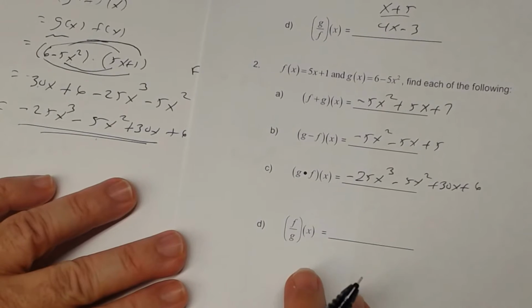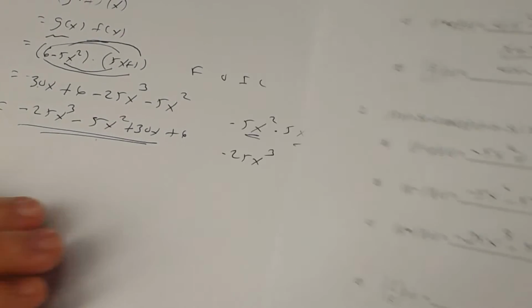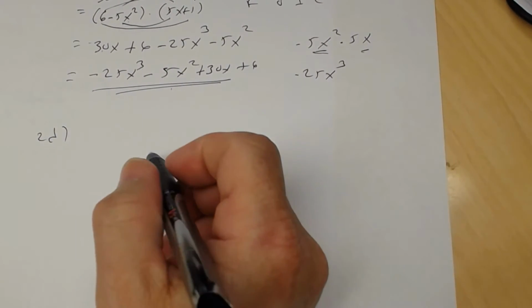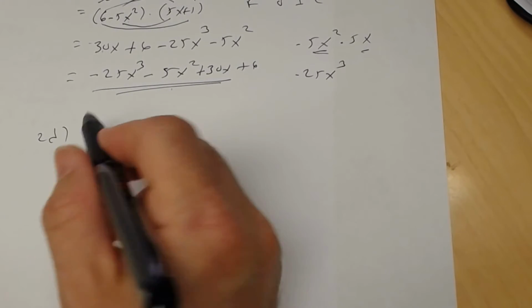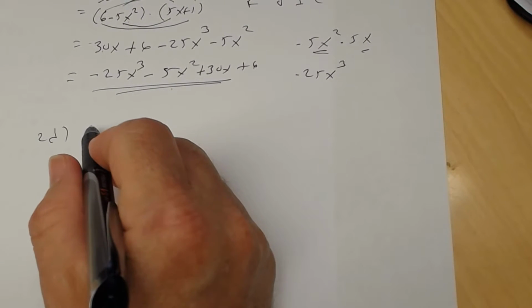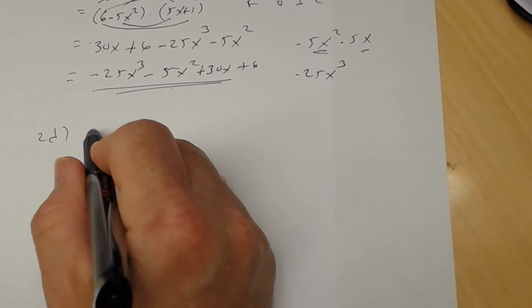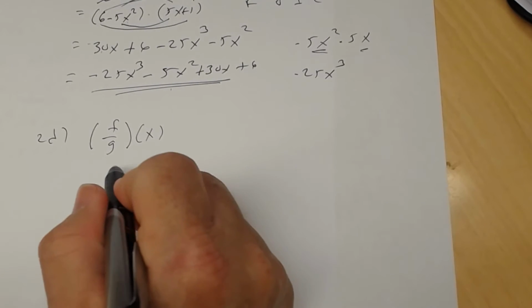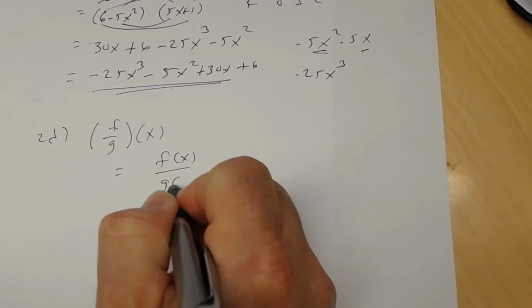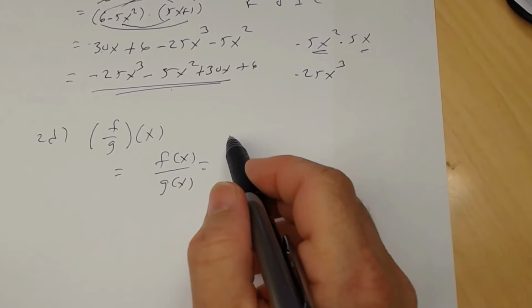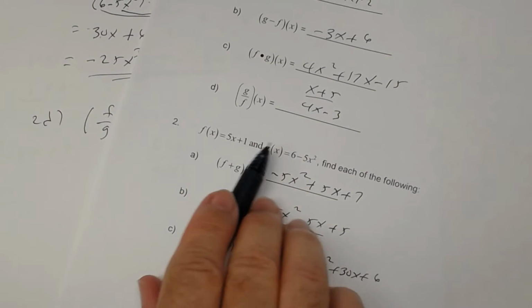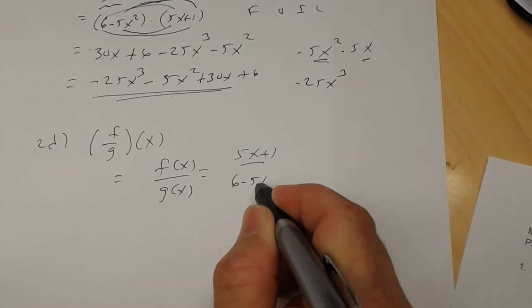And the next one, you want to find what f divided by g is at x. So f divided by g at x, so you're going to use the quotient rule there. Well, the definition of the quotient of two polynomials. So you're going to get f divided by g at x. So by definition, that is f of x divided by g of x. And so f of x is 5x plus 1. And then g of x, remember this is f of x, and this is g of x. So g of x is this, so that goes to the denominator. So g of x is 6 minus 5x squared.